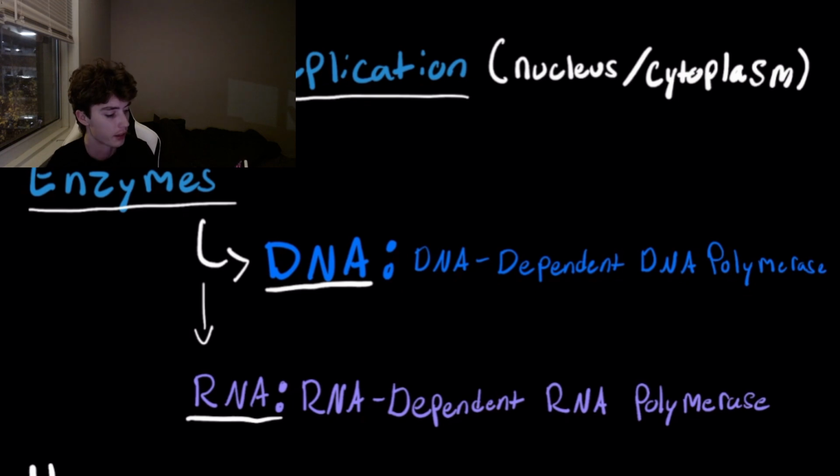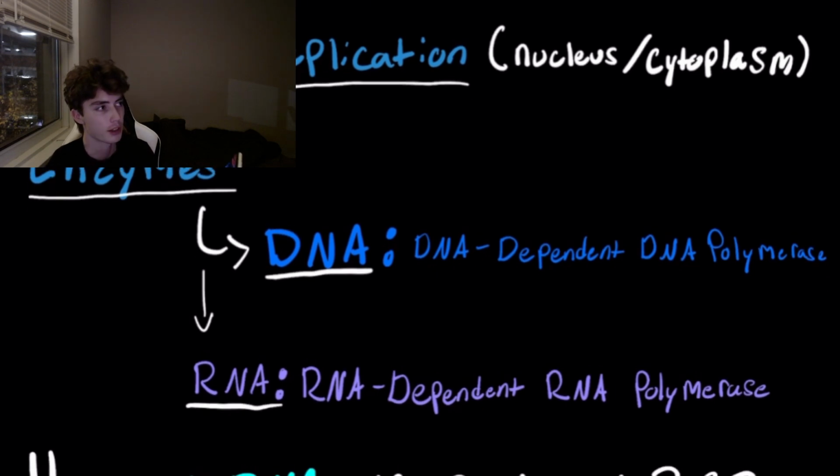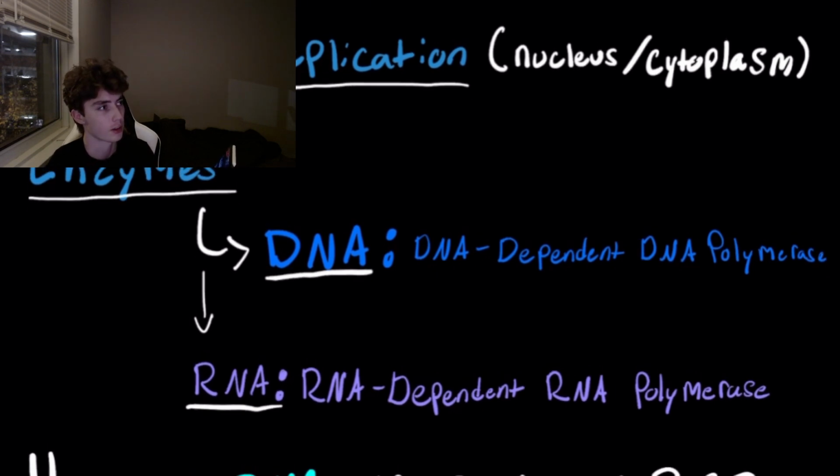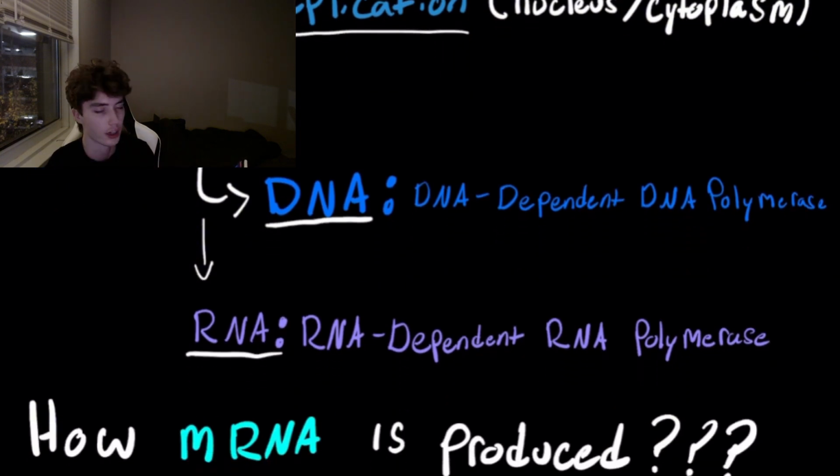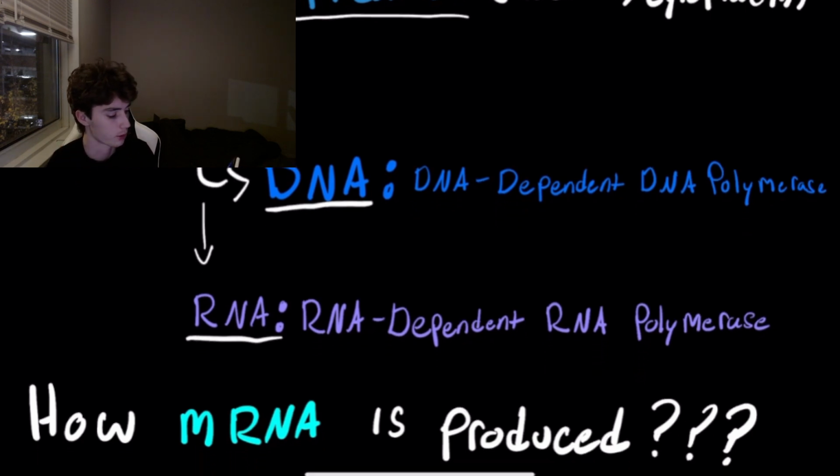DNA viruses use DNA-dependent DNA polymerase, which they can usually obtain from the host cell. I believe herpes virus is a little bit different. They actually need to encode their own DNA polymerase, but for most DNA viruses, they can just obtain that from the host cell. RNA viruses use RNA-dependent RNA polymerase. They need to either carry it or produce it. They cannot obtain this from the host, so that's something important to know.